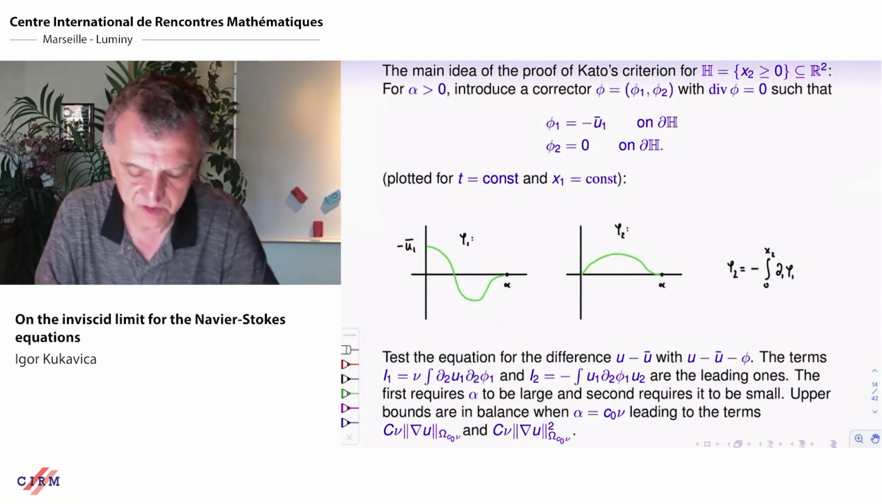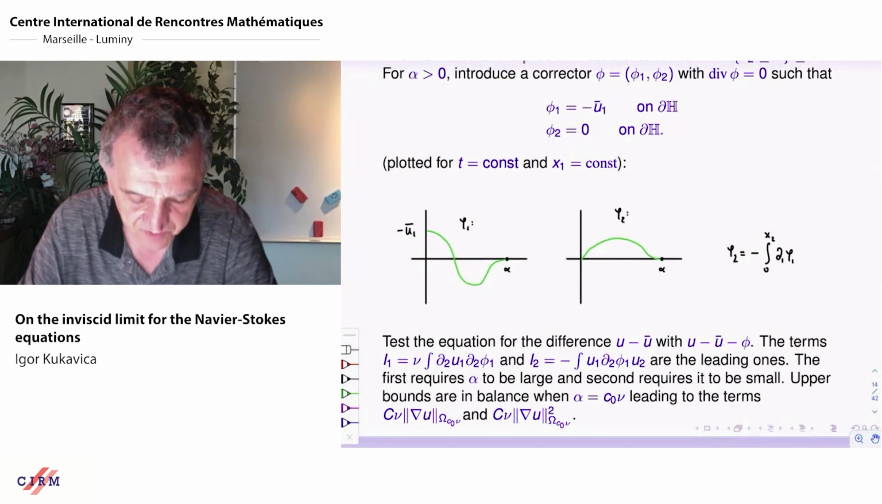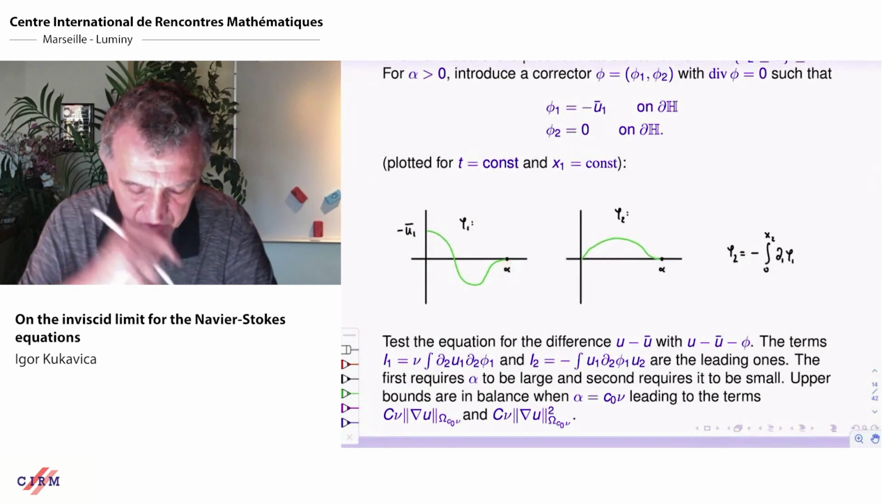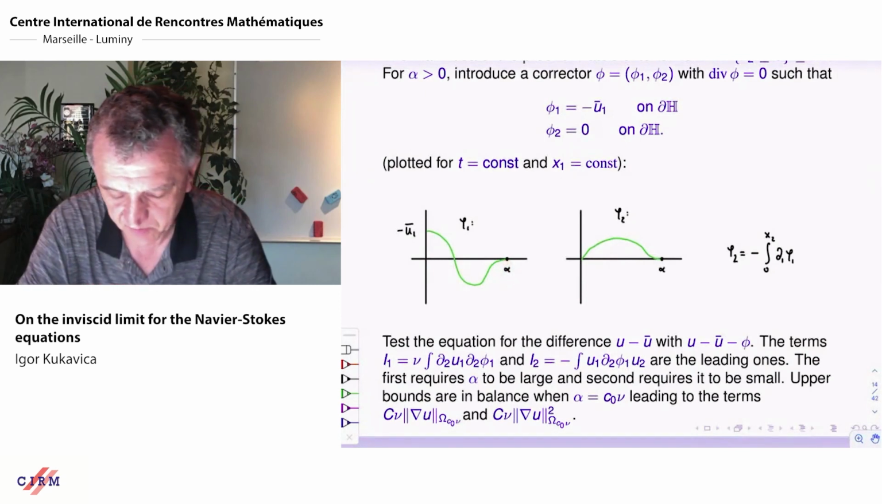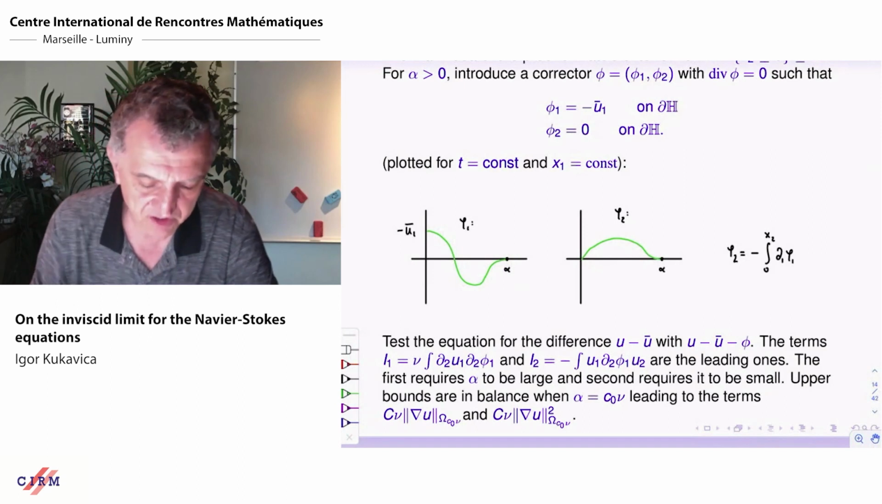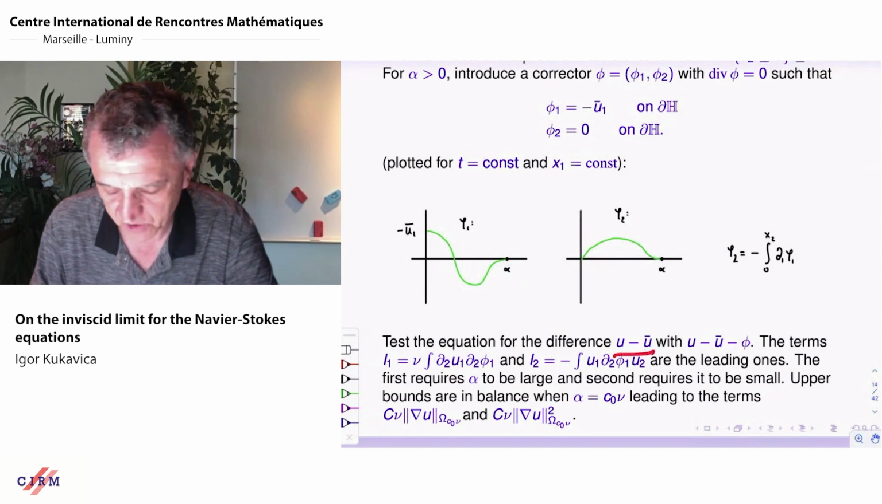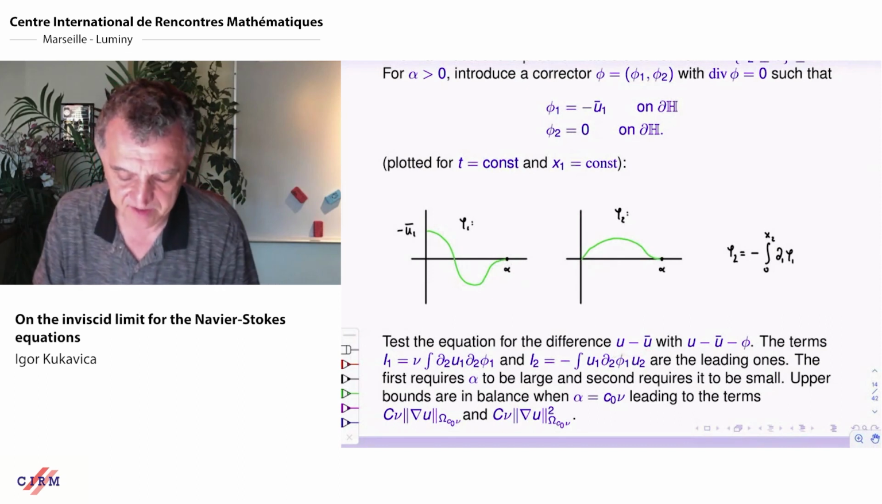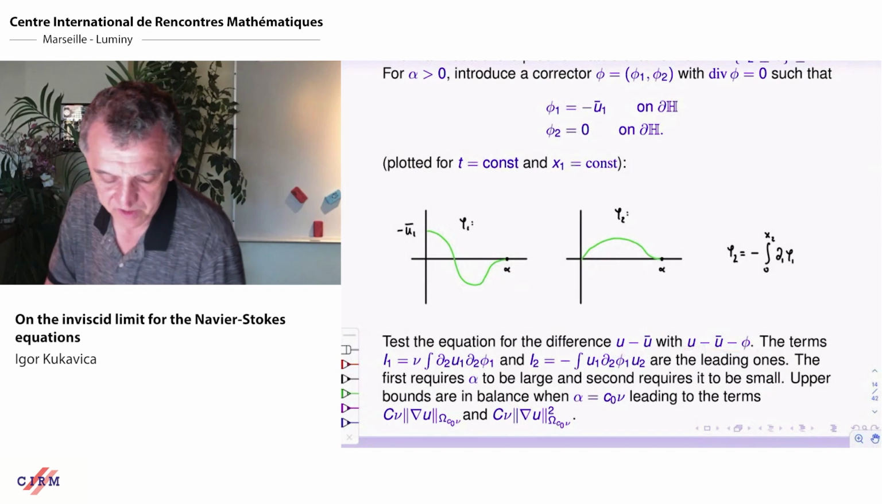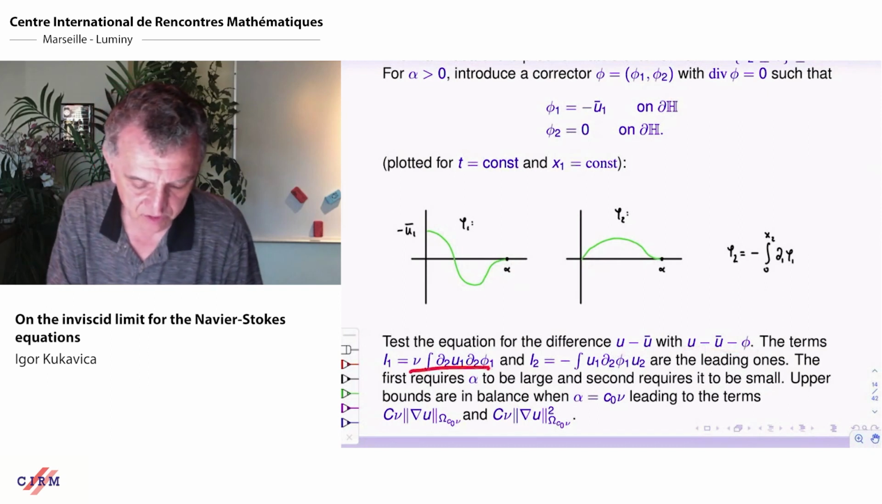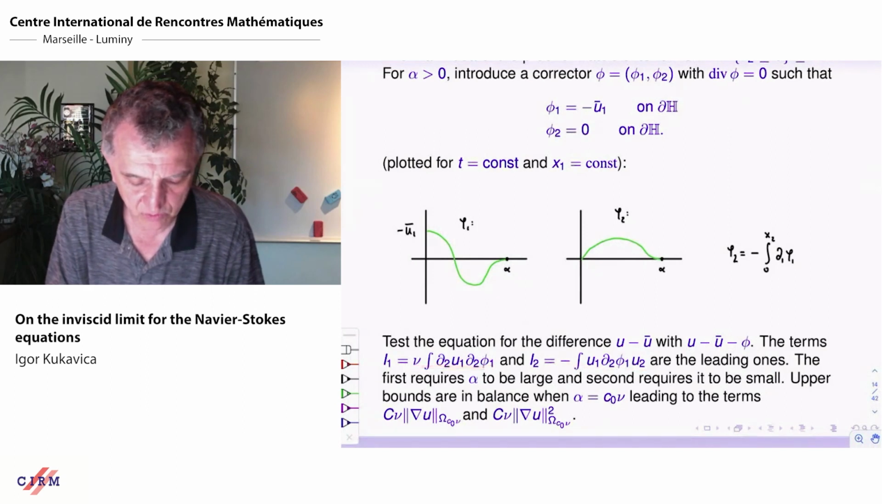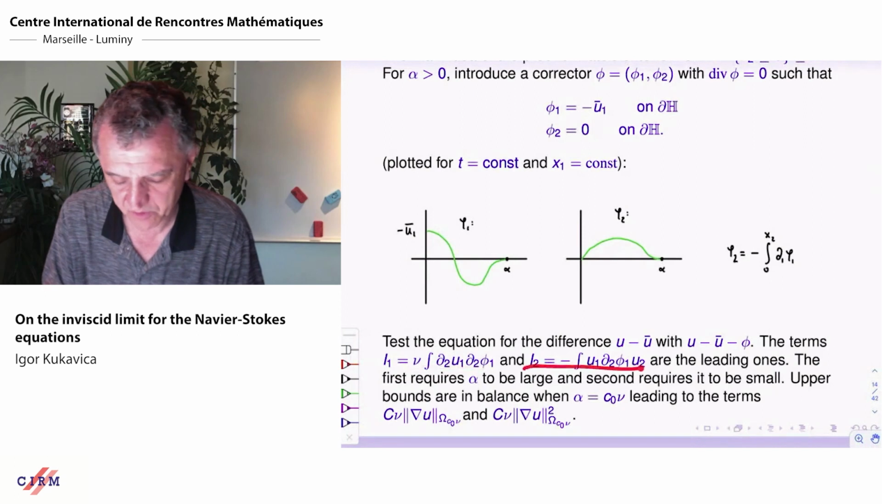So that's sort of the graphic of the corrector. And alpha is kind of chosen in some optimal way. So after subtracting, writing the equation for u minus u bar and testing it with u minus u bar minus phi, this term turned out to be the biggest possible, one coming from the dissipation, d2 u1, d2 phi1, and the other one from the nonlinearity, which is u1, u2, d2 phi1.